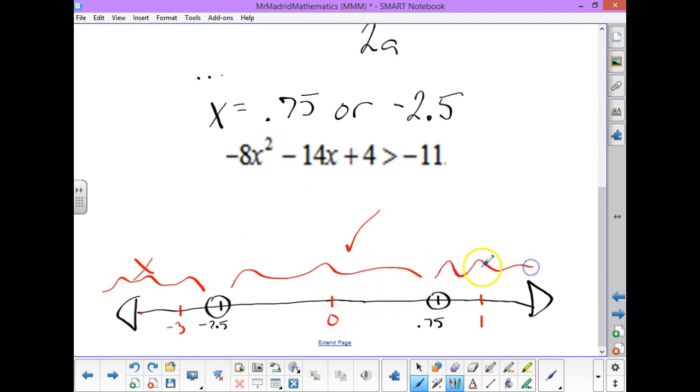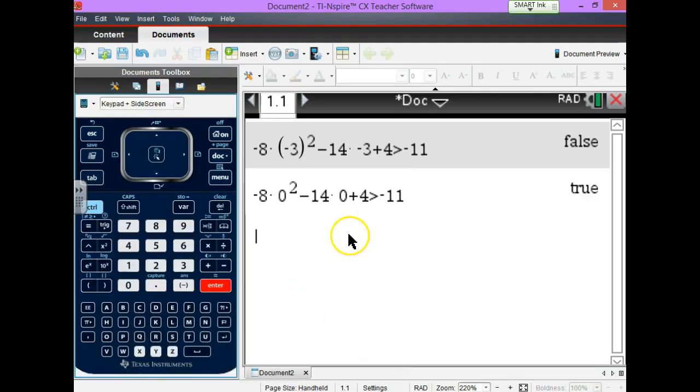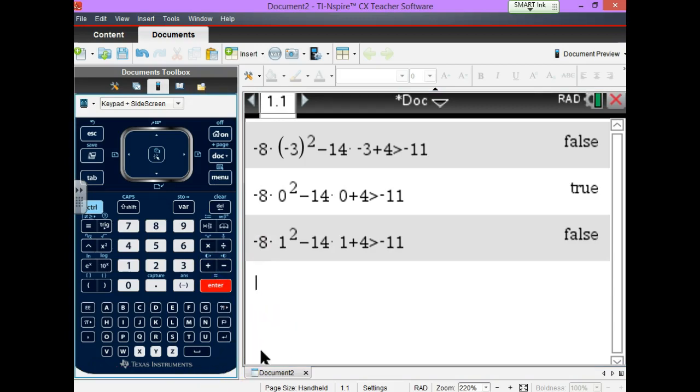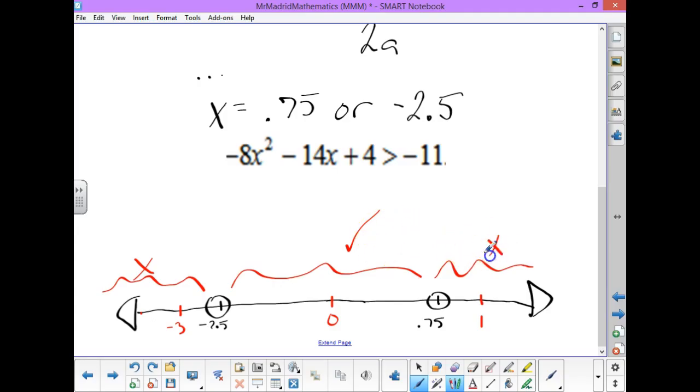Now let's take a look at this guy right here. Let's plug in a 1. So once again, I've got the first one, take the -2 and put in a 1, hit enter, and it tells me it's false. So this region does not work, so this is the winning interval.